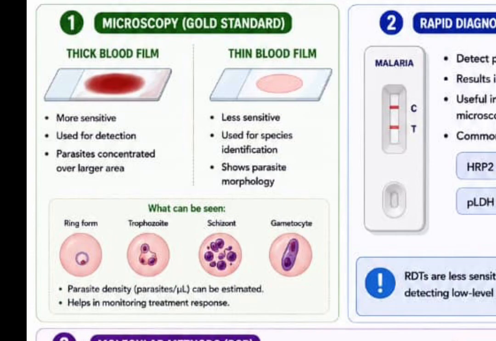Okay. Next one is diagnosis of malaria. How can you diagnose it? The gold standard here is doing microscopy locally. So we have a thick blood film and a thin blood film. A thick blood film is more sensitive and can be used to detect a large amount of parasite. When you put it on a slide, if you see how thick it is and how widespread it is, you know that it contains parasite.